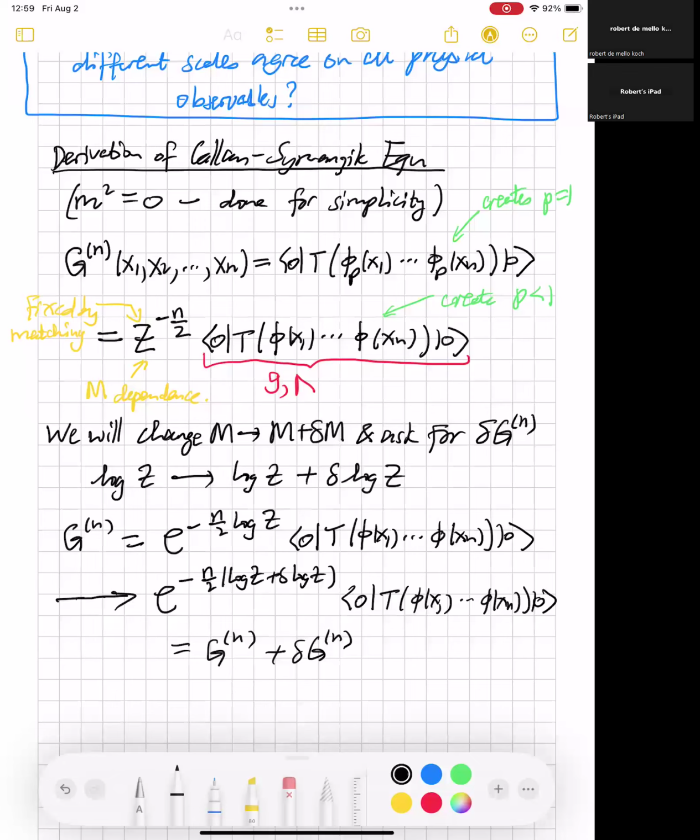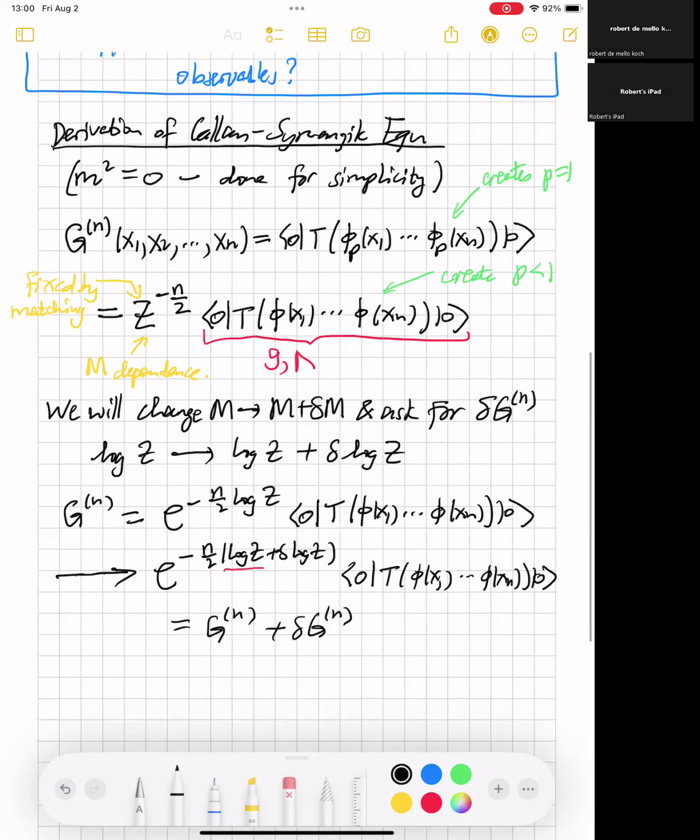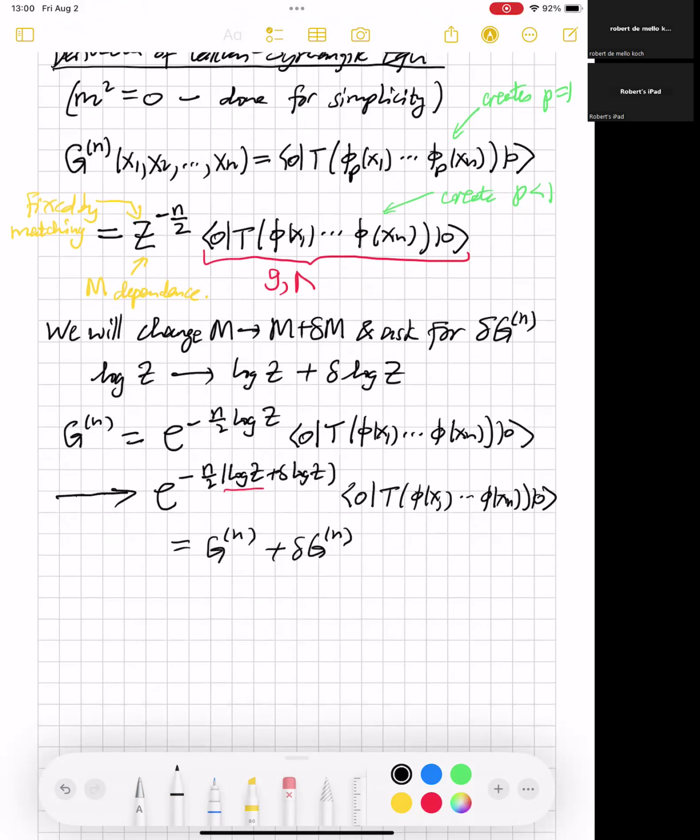Okay, so we would now like to calculate the change delta Gn. First of all, I'm going to look at this term over here with the log z. If I write down what that term is, that's just e to the minus n over 2 log z, which is nothing but z to the minus n over 2.